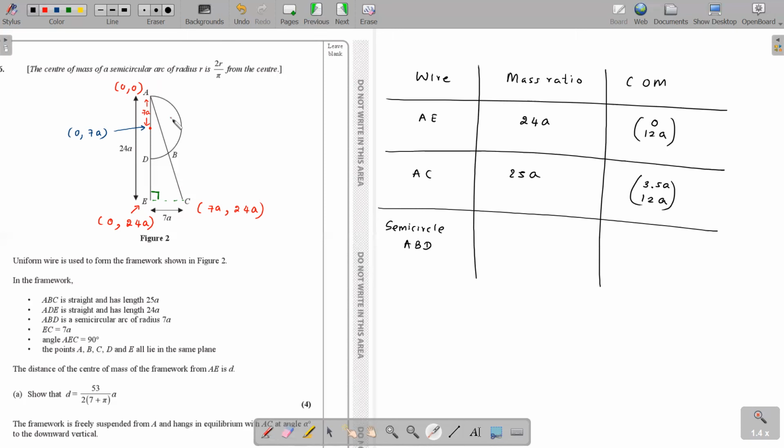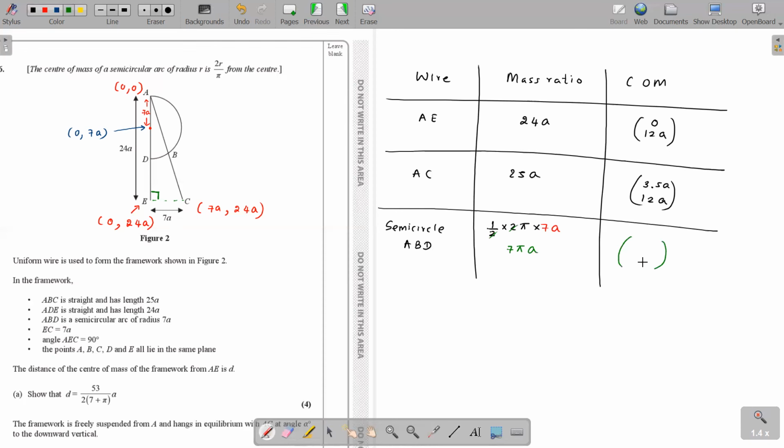So what's the length of a semicircle? The circumference of half of a circle, right? So 2 pi r, we will be taking half of 2 pi r. Are you with me? 2 pi r is the full circumference, so half of 2 pi r. What's the radius? Radius is 7a. So basically the 2 and 2 cancel and I get 7 pi a as the mass ratio.